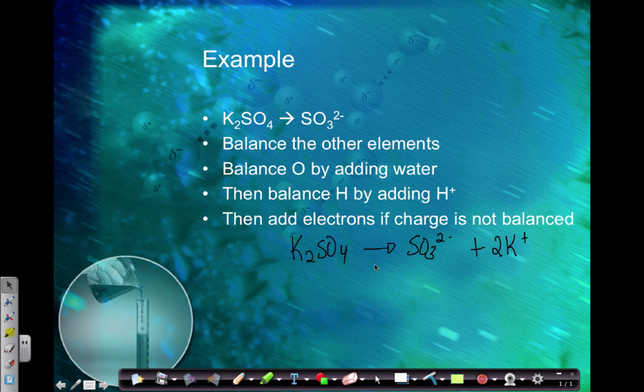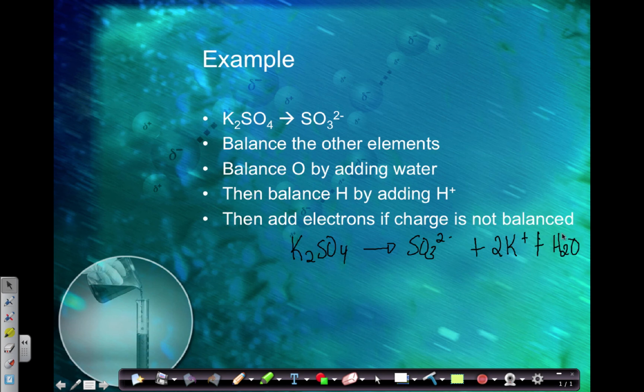So now let's look at the oxygens. All right, so I've got 4 oxygens on this side. I've only got 3 on this side, so I need to fix that by adding water. So I've got 4 in this, I've got 3 here. Need to add 1 more, and H2O has 1 oxygen, so I'm going to add 1 water molecule here.